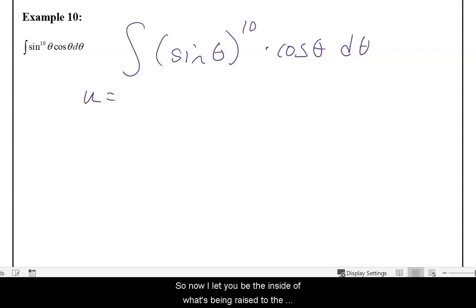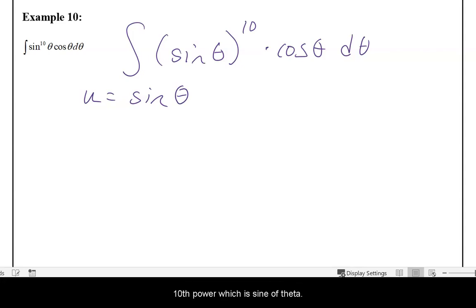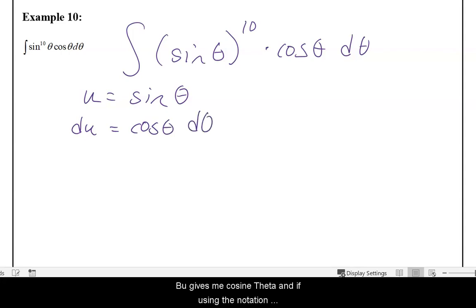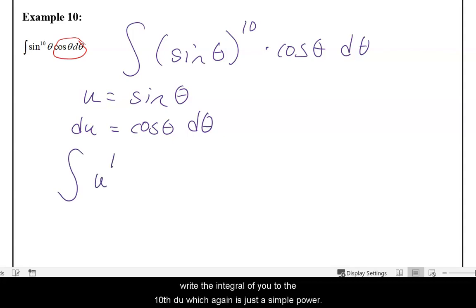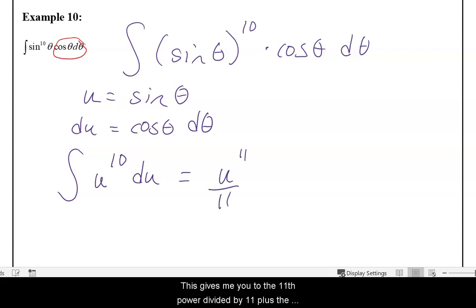So now I let u be the inside of what's being raised to the 10th power, which is sine of theta. Du gives me cosine theta, and abusing the notation swings the d theta around. That's exactly what I've got: exactly cosine theta d theta. That part gets replaced with the differential du, and I can write the integral of u to the 10th du, which again is just a simple power. This gives me u to the 11th power divided by 11 plus the constant of integration.